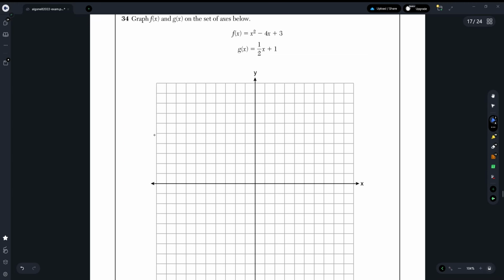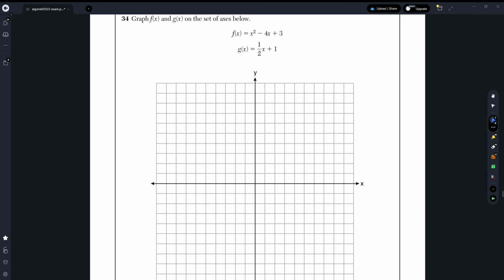Moving on to number 34, it asks us to graph f of x and g of x on the set of axes below. It gives us f of x equals x squared minus 4x plus 3, and g of x is equal to 1/2 x plus 1. So I see no issue, no confusion. Just plug this into your graphing calculator. I'm plugging it in right now. It's already in terms of y for you, which is super nice of them to do. And it's graphing it for me. Boom. All right, it graphed it for me.